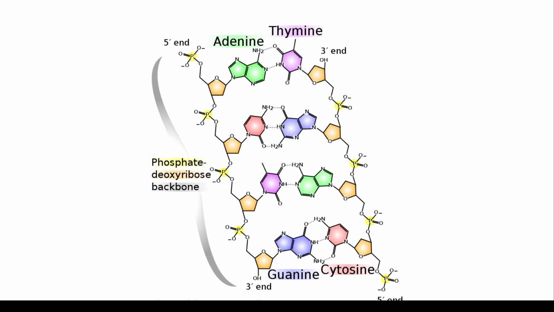Most important for now are the bases, of which there are four: adenine, thymine, guanine, and cytosine. Adenine is only ever complementary to thymine, call that AT, and guanine to cytosine, GC. The reason for this are hydrogen bonds that connect them to each other. GC has three, while AT has only two. AT and GC are called base pairs.